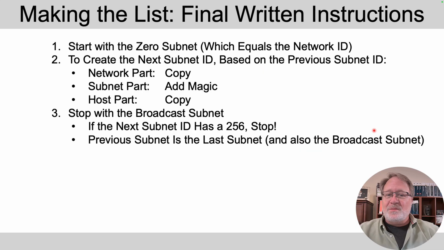All right, so that's your process as applied to that one Class B network with that one mask. In the simple case, this is a reference for you. It's the final written instructions. You start with the 0 subnet that's equal to the network ID. To create each successive one, you copy the network part and the host part, but add the magic number in the subnet part, and you stop with the broadcast subnet. And you recognize that by noticing that you would have written the 256. Stop, don't use that one. The previous one is the broadcast subnet.